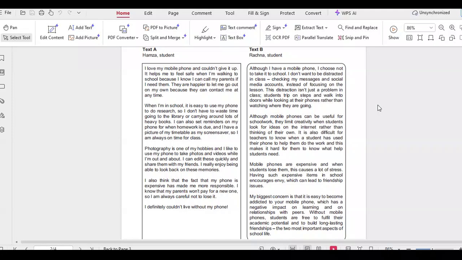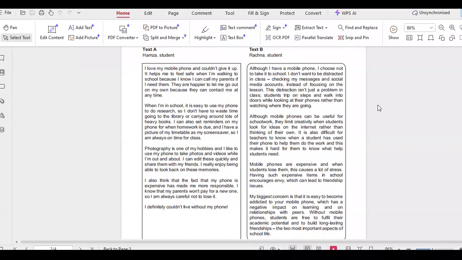So Hamza says that he loves his mobile phone because it makes him feel safe wherever he walks. Especially, he has given the reference to school. And why he feels safe is that if in case something bad happens, he has an opportunity to call his parents immediately. And his parents also feel comfortable letting him go because they can contact him anytime. So the main idea presented in paragraph number one is that the phone helps you to keep yourself safe or make yourself feel safe.